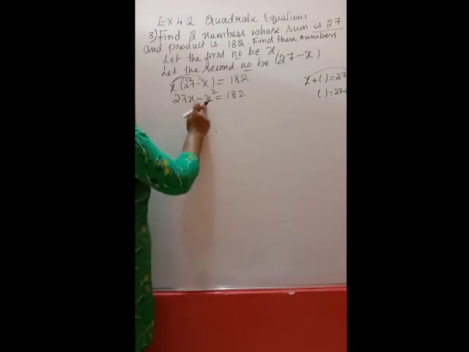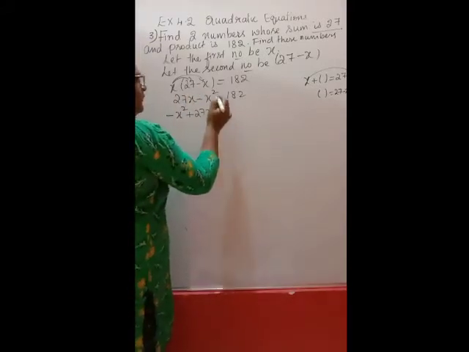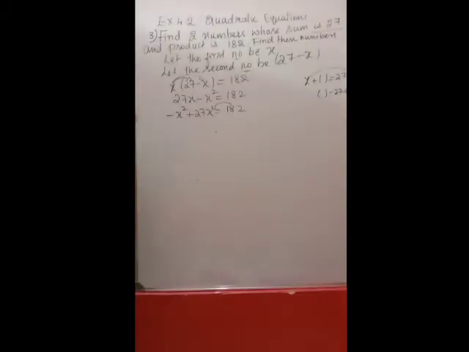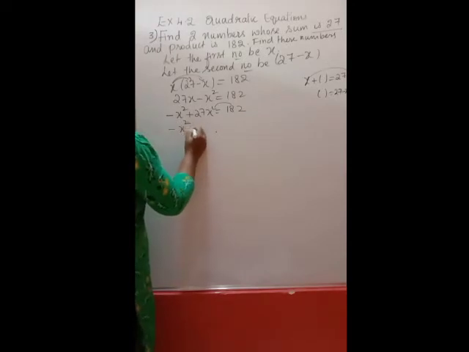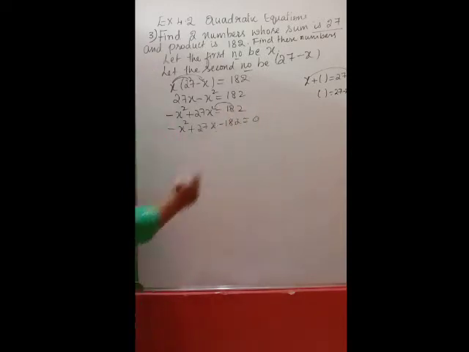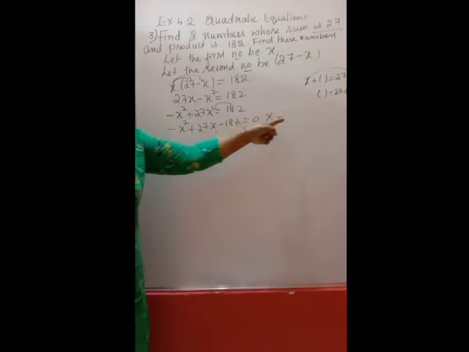Okay, now I'll take the x square term first along with the sign: minus x square plus 27x, after x square take the x term, is equal to 182. Now shift 182 this side: minus x square plus 27x minus 182 is equal to 0. Now this is in the quadratic form. But the first term itself has a minus sign. So I will make it plus by multiplying by minus once again. Multiply the whole equation by minus.